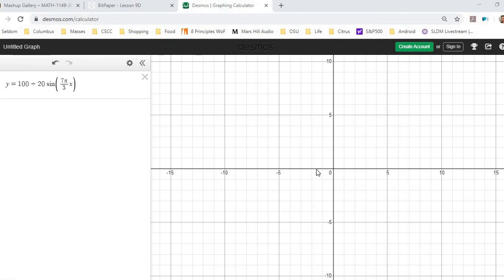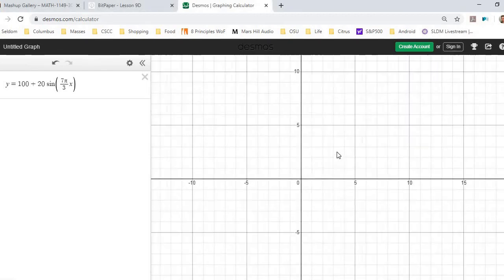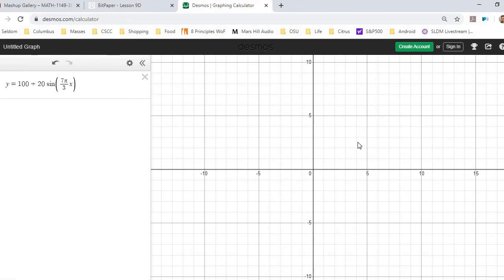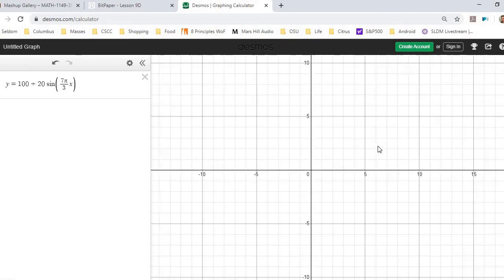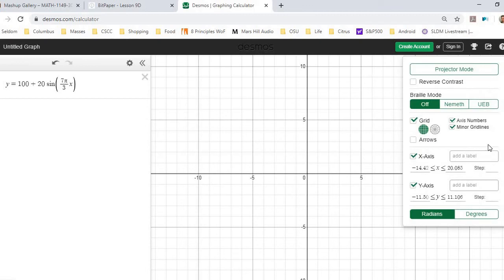Then hit graph, and if you're like me, you'll probably get a screen where nothing shows up, because your window is probably totally wrong. So we need to go fix our window. It's going to look a little different for you, but let me go to the settings on this grapher. For the window, you want to find Y min and Y max, and also X min and X max. That defines what parts of the Cartesian plane are shown on our graph.